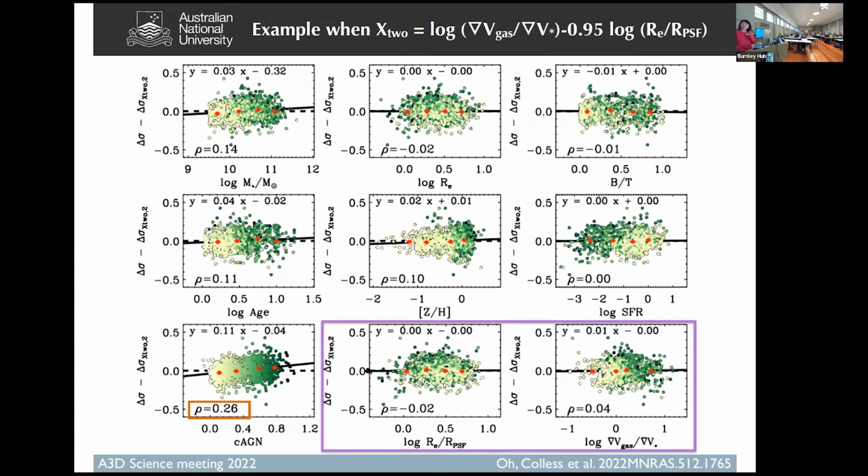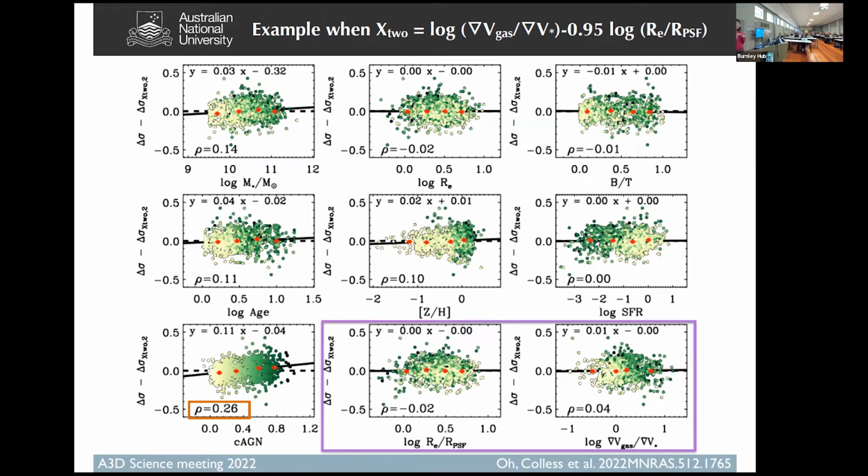And here I try to remove the correlation between the sigma and these two parameters simultaneously. And then I explored whether there are residual correlations from other parameters. So for this example, you can see that there is still a residual correlation with the CAGN parameter. That means the combination of these two parameters cannot explain all other secondary parameters.